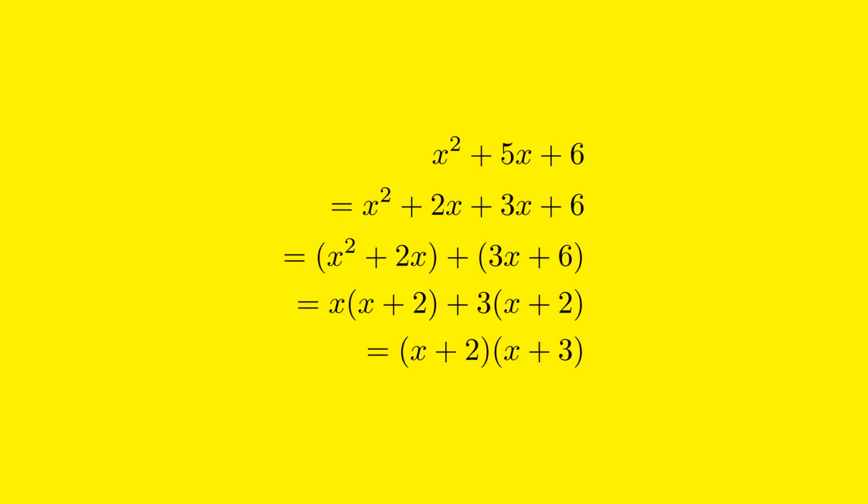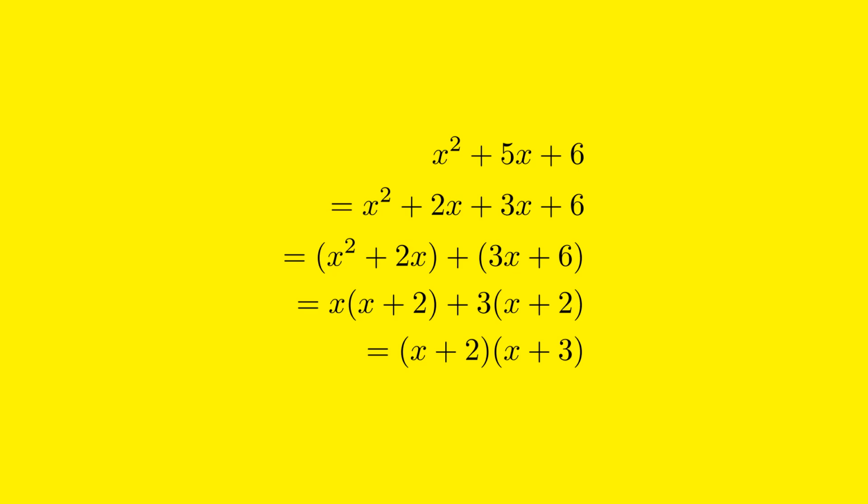Step 2. Next, we group the terms in pairs to facilitate factorization by grouping. Here is how it works. We take the expression x squared plus 2x plus 3x plus 6 and group the terms as x squared plus 2x and 3x plus 6. We then factor out the greatest common factor from each pair of terms. From the first pair x squared plus 2x, the common factor is x, leaving us with x times x plus 2. From the second pair 3x plus 6, the common factor is 3, resulting in 3 times x plus 2.